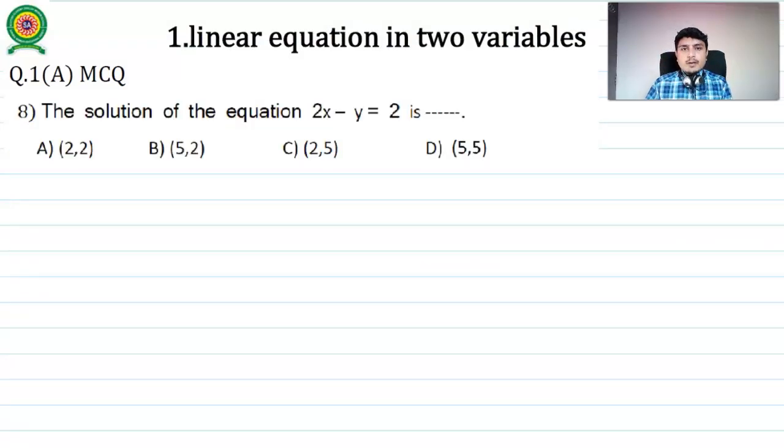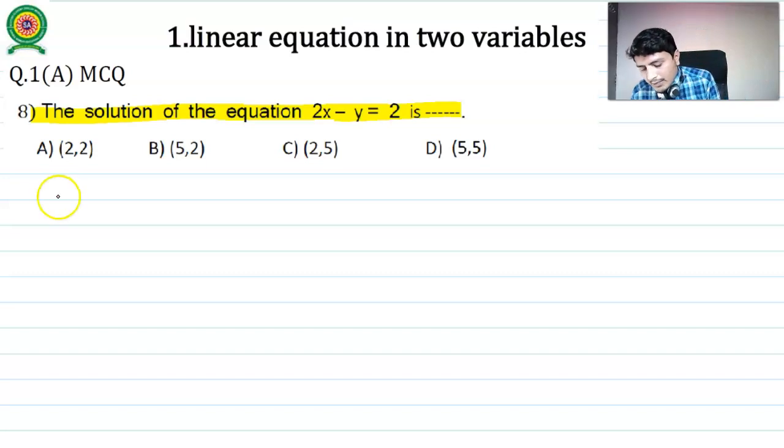Look at question number 8. We have: the solution of the equation 2x minus y equals 2 is. Now, solution means we have to find the values of x and y that satisfy the given equation. What is meant by the word satisfy? Once we replace x and y in the LHS of the equation, and after simplifying we get exactly the RHS, the values of x and y satisfy the given equation, which means the given values of x and y are the solution of the given linear equation in two variables.